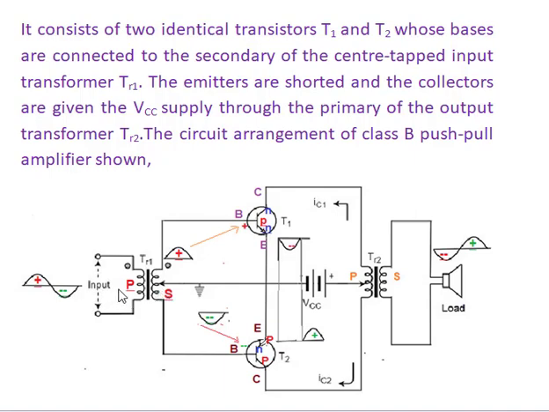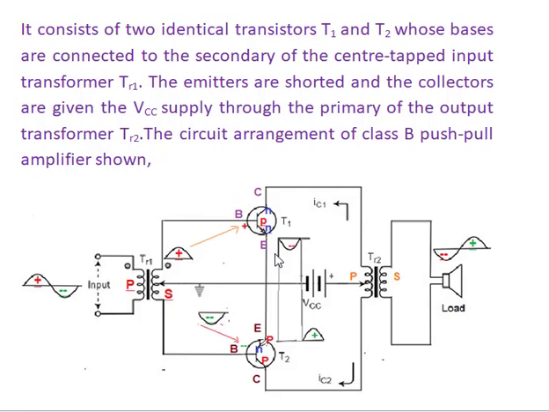So here the bases of the two transistors T1 and T2 are connected to the secondary of the center-tapped input transformer. The emitters are shorted. See here, these are the emitters. The emitter of transistor T1 and the emitter of transistor T2 are shorted. They are connected with a wire.